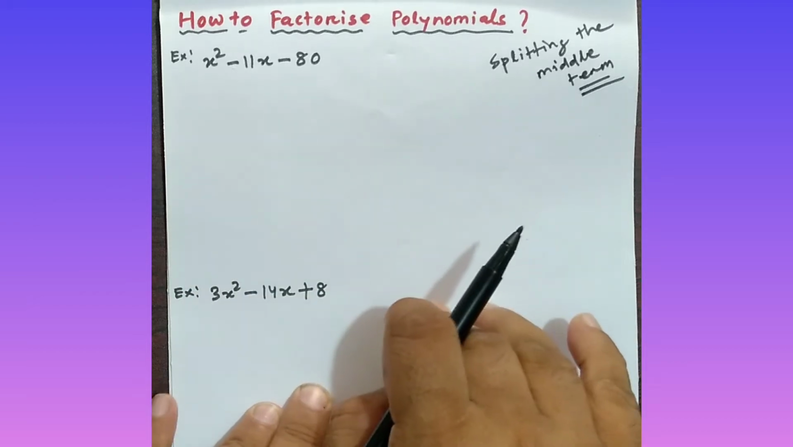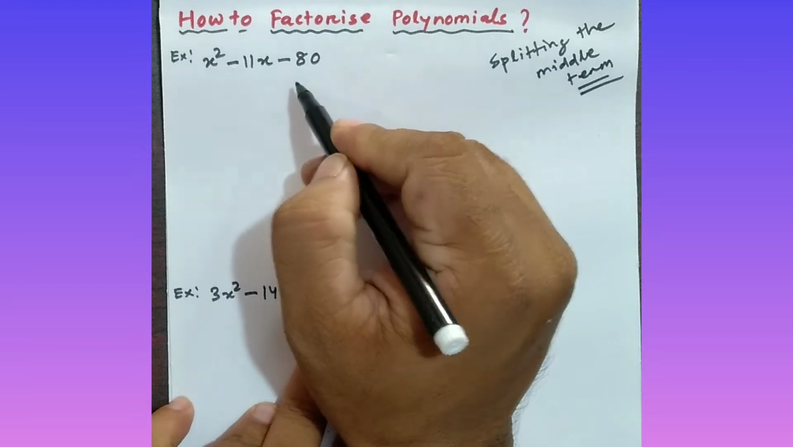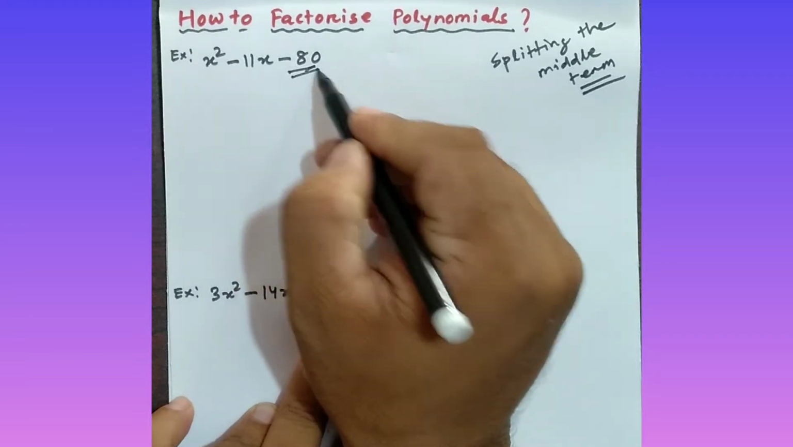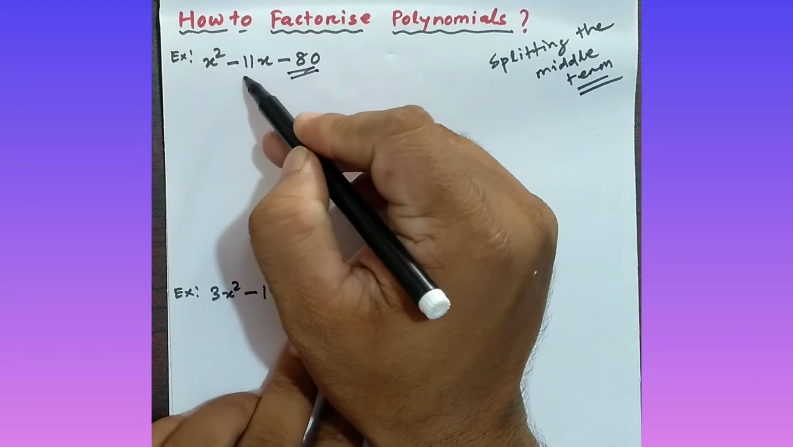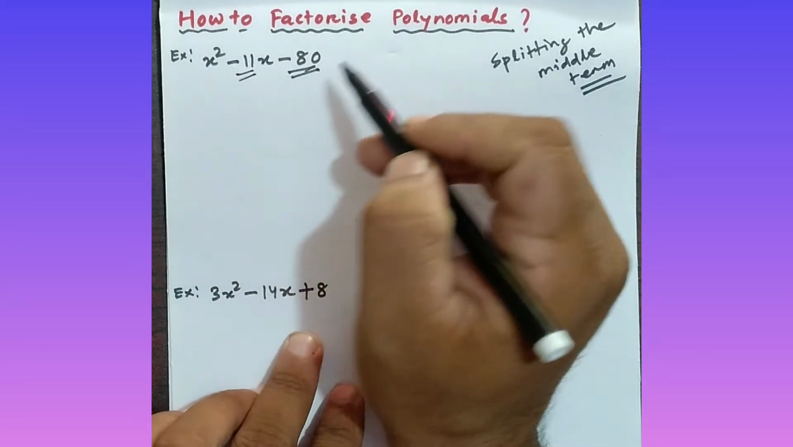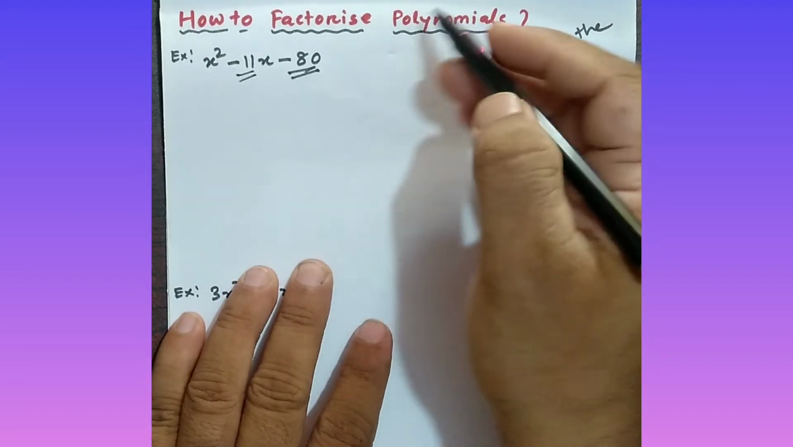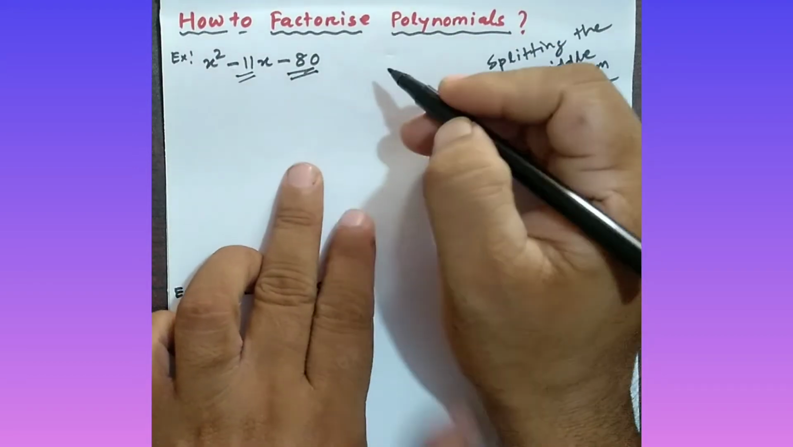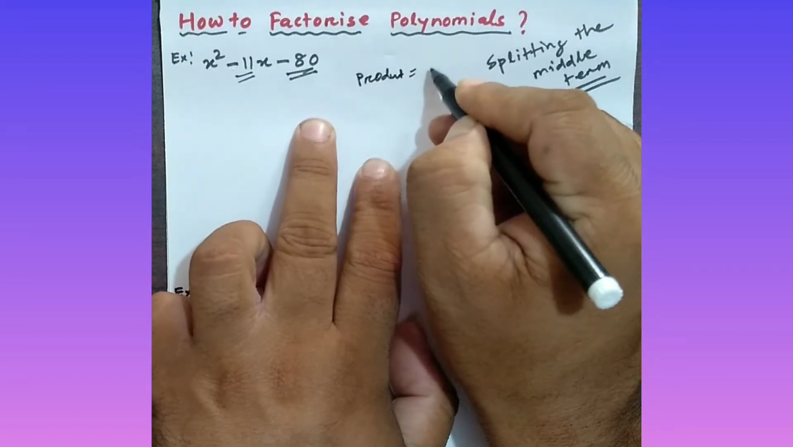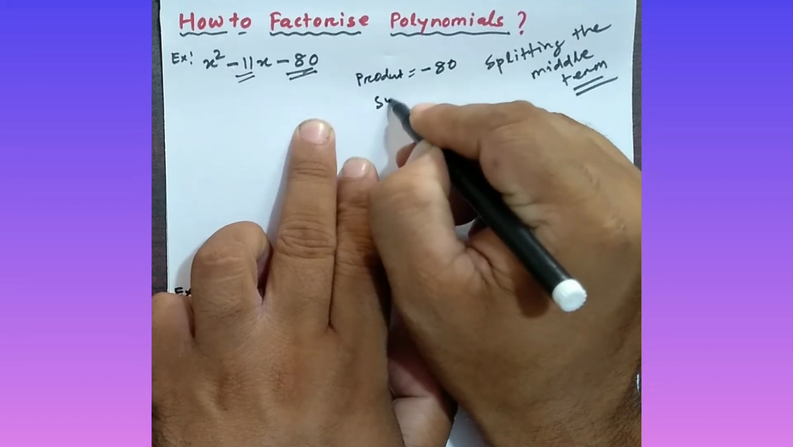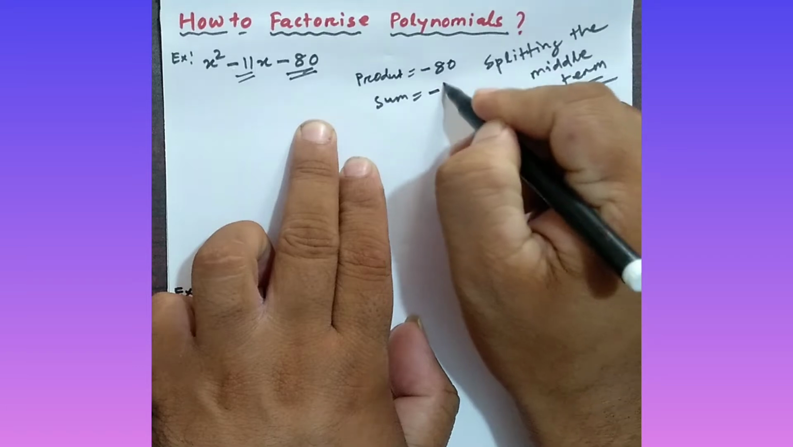Look at this polynomial: x square minus 11x minus 80. The last part, the constant value, is called the product number. And the middle part is minus 11x, so you have to consider the coefficient part. Minus 80 you take as the product part, and the sum part, the coefficient of minus 11x, is minus 11.